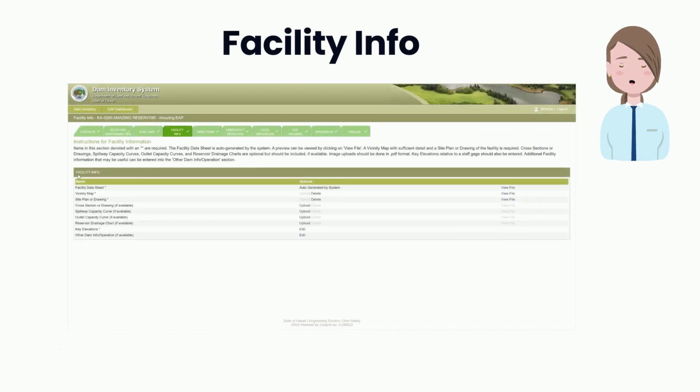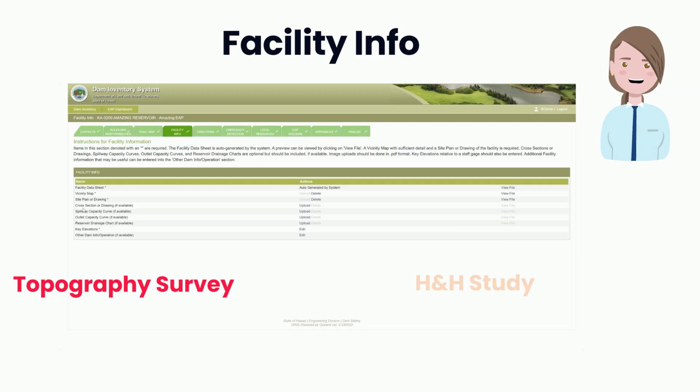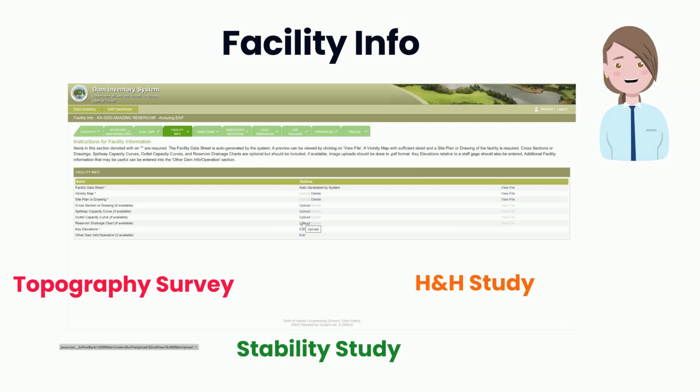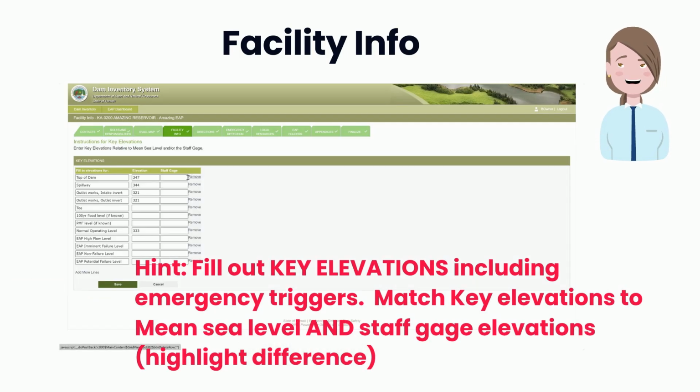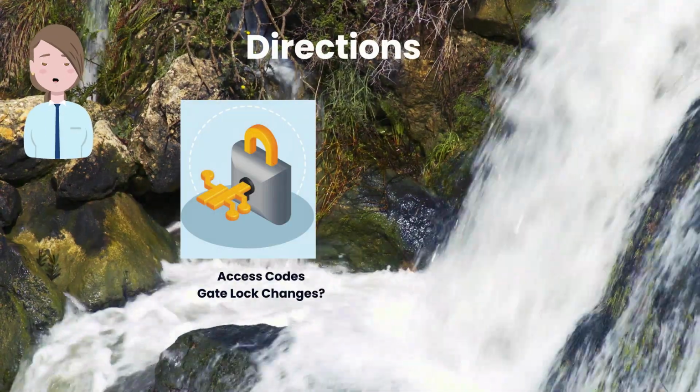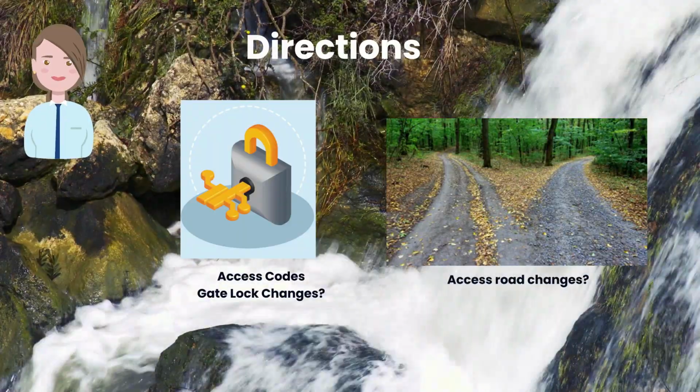Were there any changes to technical information due to a study such as a topography survey, an H&H study, or a stability study? This new information may be needed to adjust key elevations on cross-sections or spillway outlet capacity curves. Have access codes or gate locks changed? Are access roads still the same?